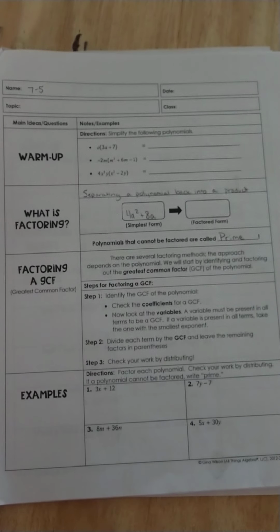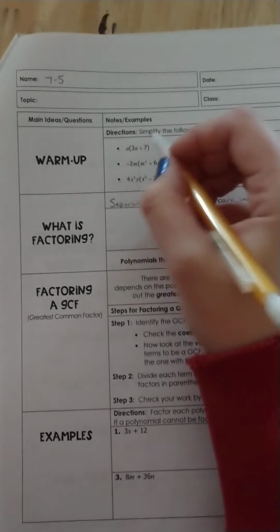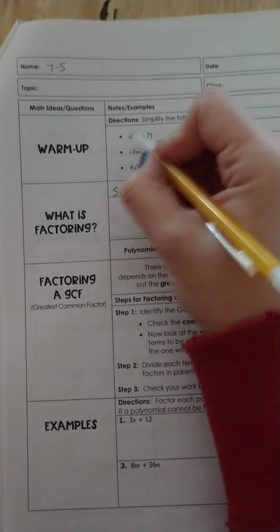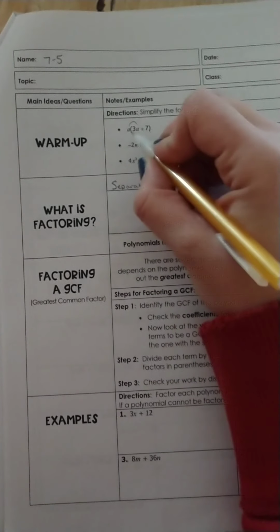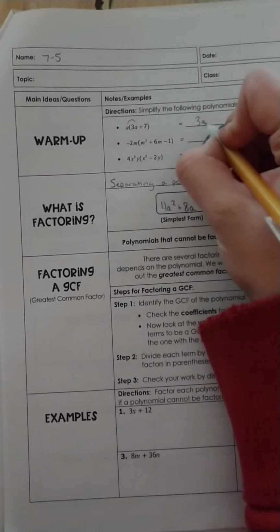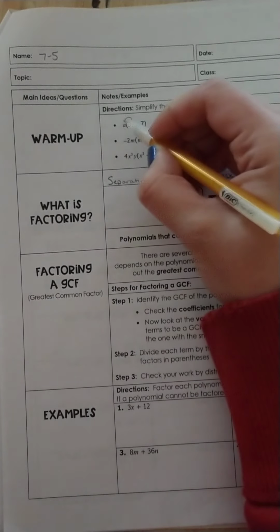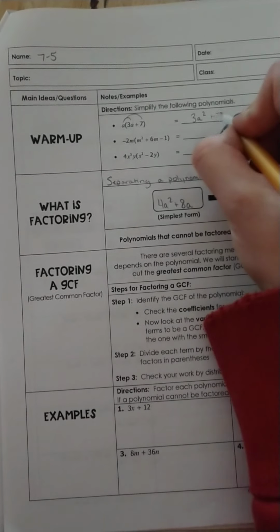So to do factoring, you have to understand what factoring is. So first, what we're going to do is warm up by doing the distributive property, which we've been working on. So on this very first example, you're going to distribute the a. So 3a times a is 3a squared. A times 7 is 7a.